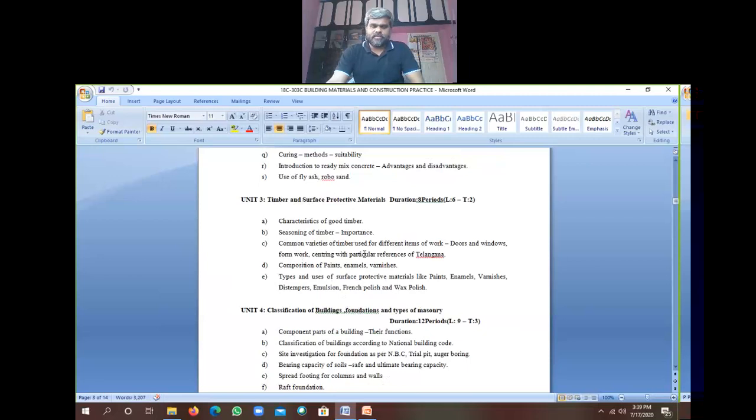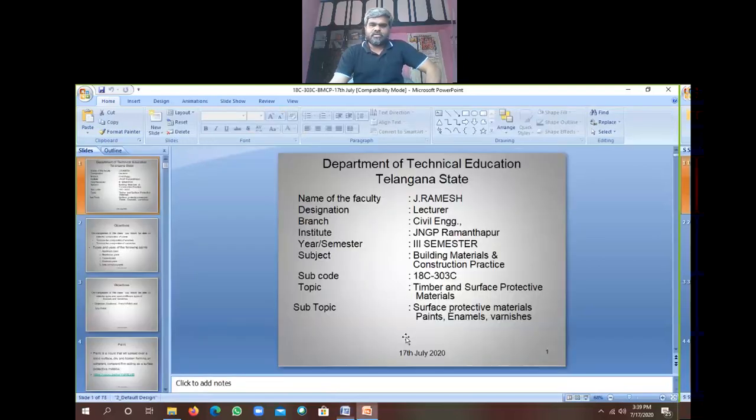Here we have the composition of paints, enamels and varnishes. It is there in our syllabus, along with the types and uses of surface protective materials like paints, enamels, varnishes, distemper, emulsion, French polish and wax polish. This is our syllabus view, and let us see the details.